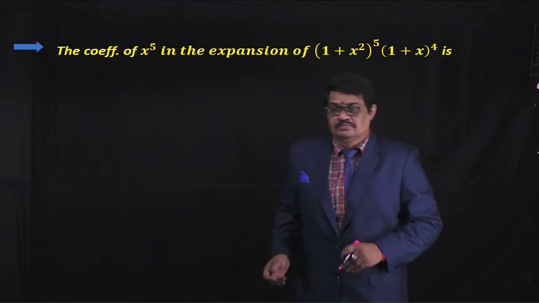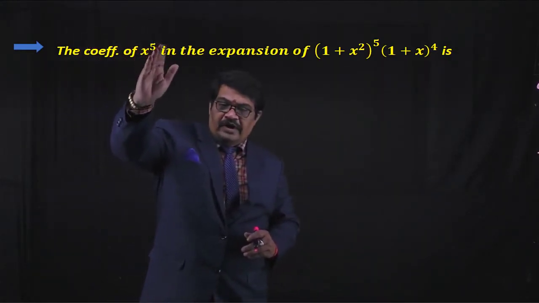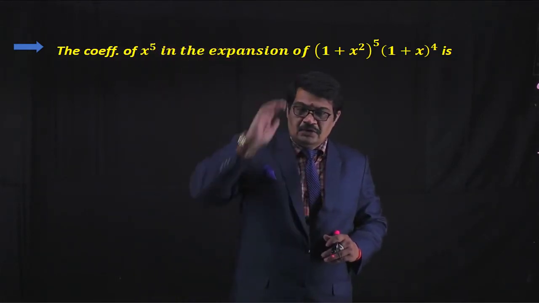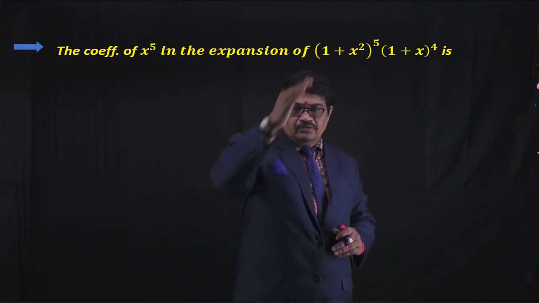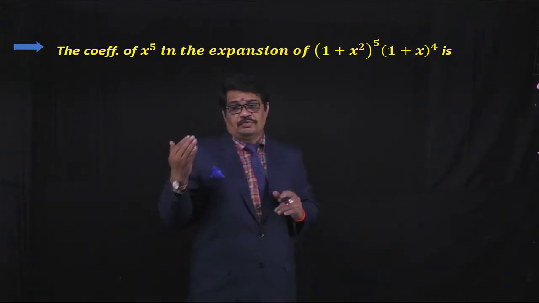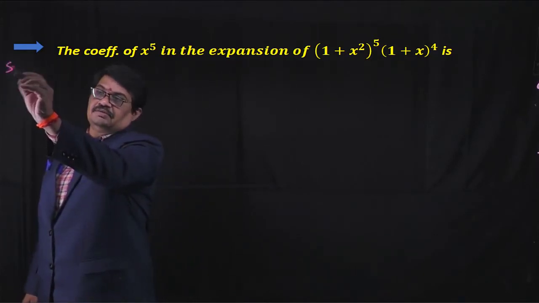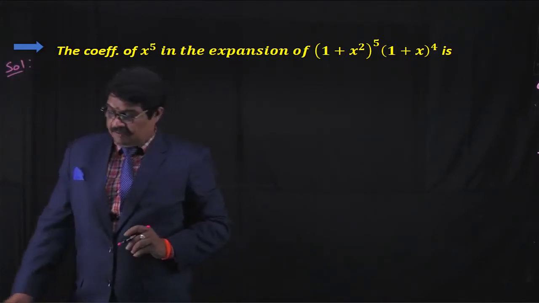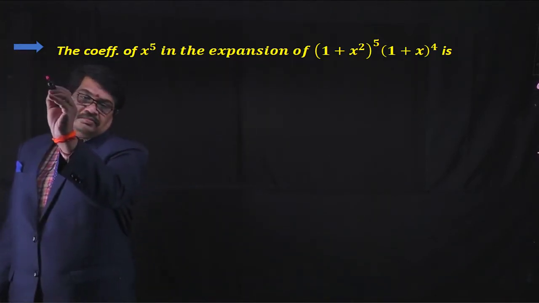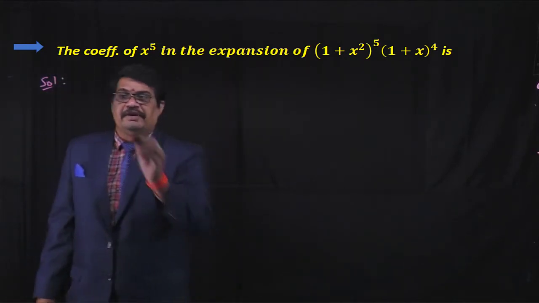See the another problem. The coefficient of x to the power of 5 in the expansion of 1 plus x square whole to the power of 5 into 1 plus x whole to the power of 4. In that expansion, we have to find the coefficient of x to the power of 5. Okay, see the solution.